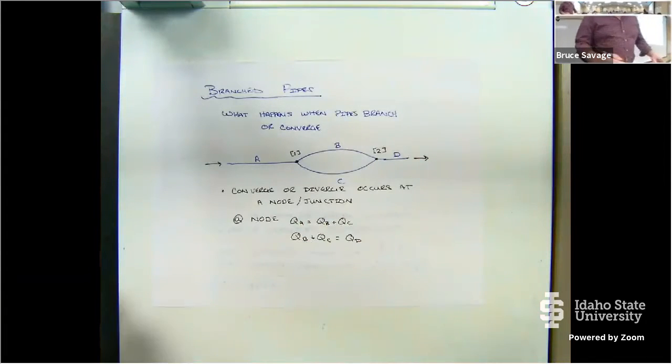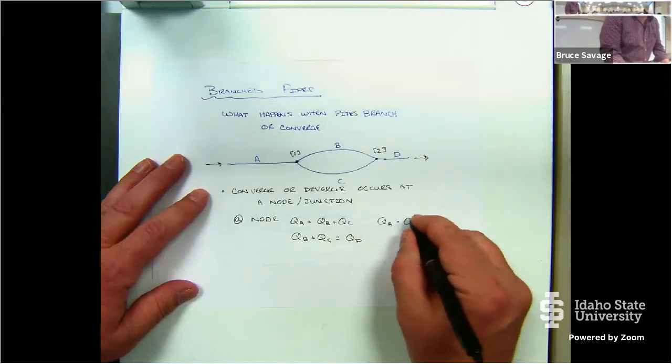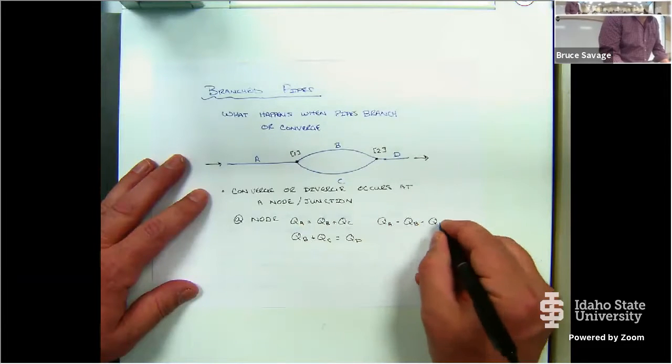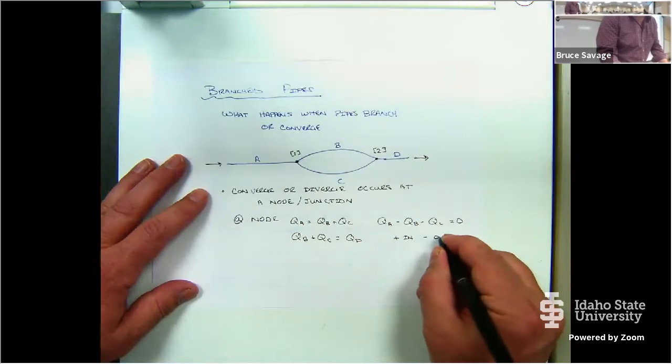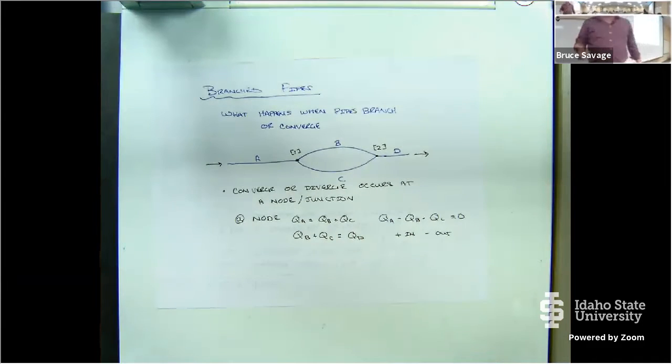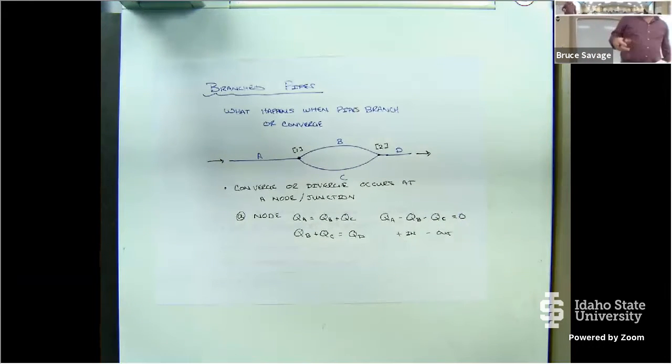Now we could rewrite these if we wanted to. We could write this as Q sub A minus Q sub B minus Q sub C is equal to 0, where plus is in and minus is out. Or we could flip those. We could do Q sub B plus Q sub C minus Q sub A equals 0, right? Depending on how we want to do our coordinate system. So that really doesn't matter. So conservation of mass, or the continuity equation, is fairly straightforward.